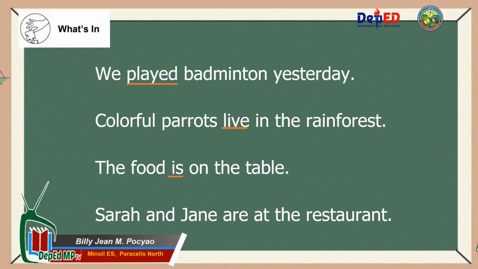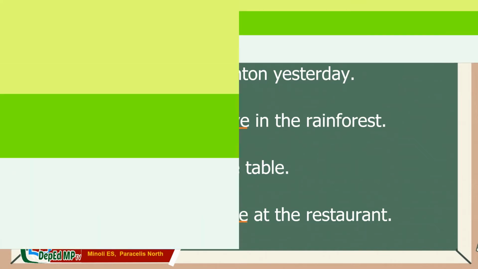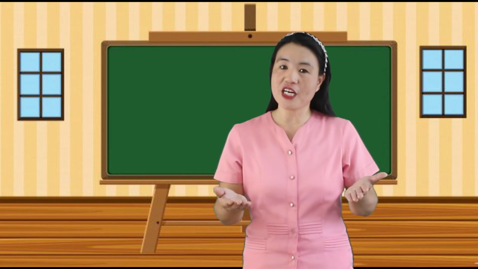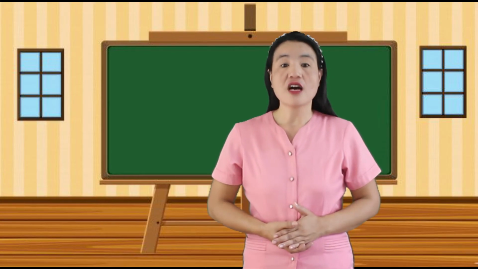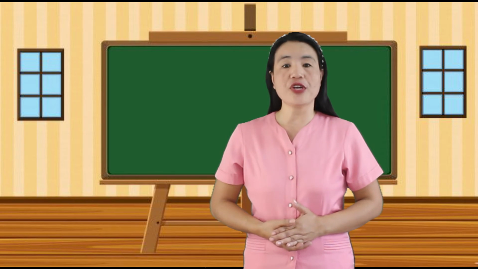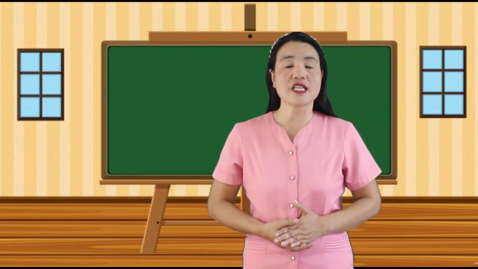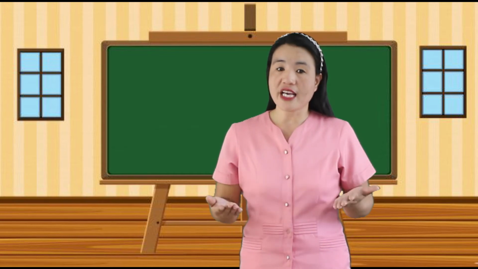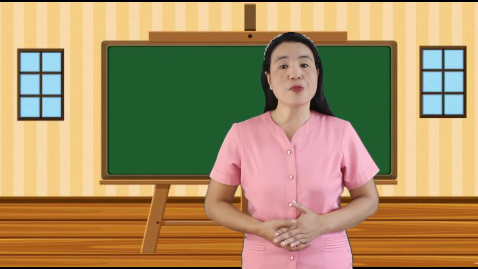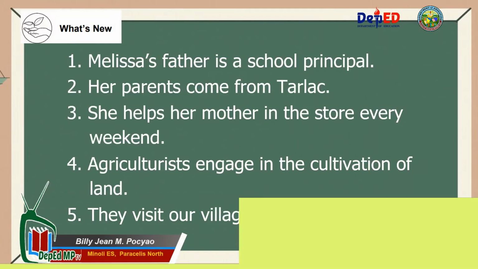And the last example is, Sarah and Jane are at the restaurant. The action word or verb used here is are. Are shows state of being. Are you familiar with autobiography? Autobiography is a story of a real person's life narrated by the person himself or herself. Today, let's study the autobiography of Melissa.